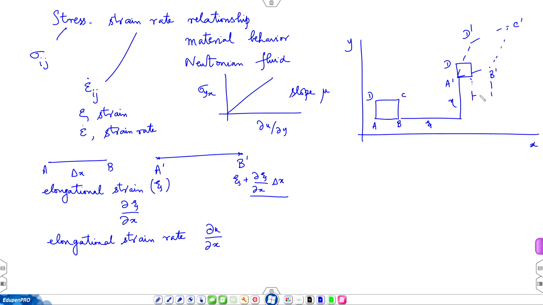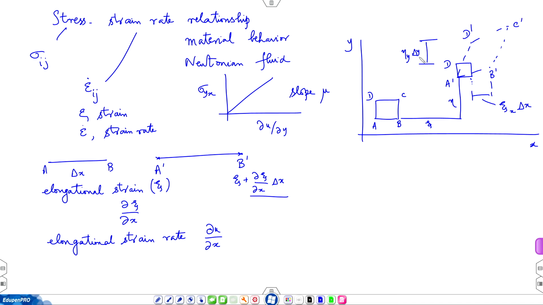So, this is psi x delta x. Similarly, this distance is eta y delta y, and the corresponding strain will be divided by delta y, and then the time derivative will give you the y component of velocity differentiated with y. Okay. So, what are these strain components?